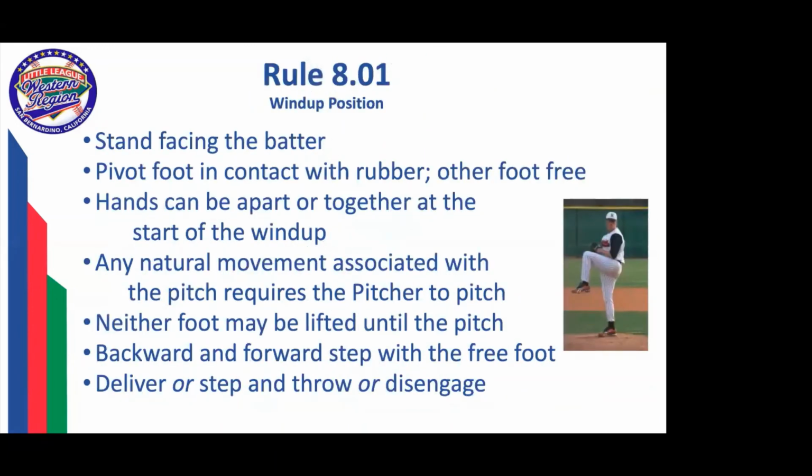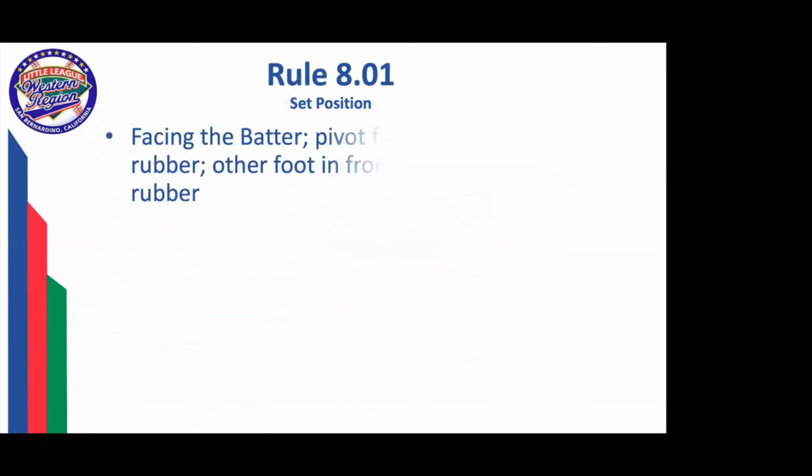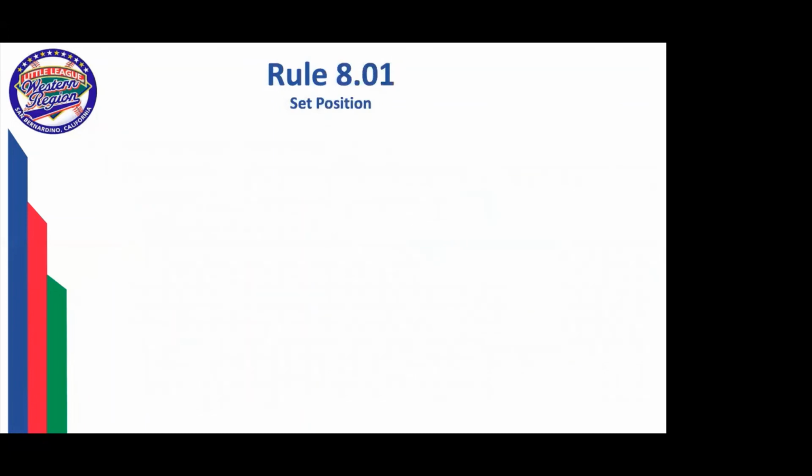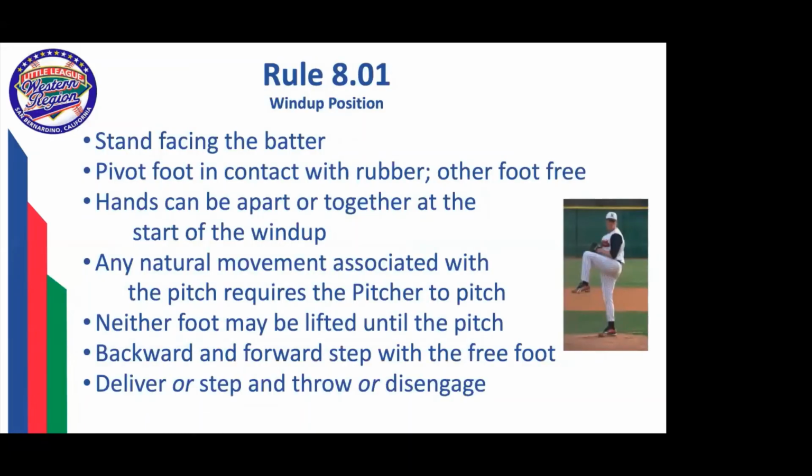More information on the windup. You're facing a batter, pivot foot in contact with the rubber, the other foot is free. It's important to recognize here, pivot foot in contact, the other foot free: behind the rubber, on the rubber, or forward of the rubber. Hands can be apart or together at the start of the windup. Once you start the pitch, you've got to finish the pitch. Neither foot may be lifted until the pitch occurs. A backward or forward step with a free foot is allowed. As we said before, deliver the pitch, step and throw to a base, or disengage are the allowed actions from the windup position.